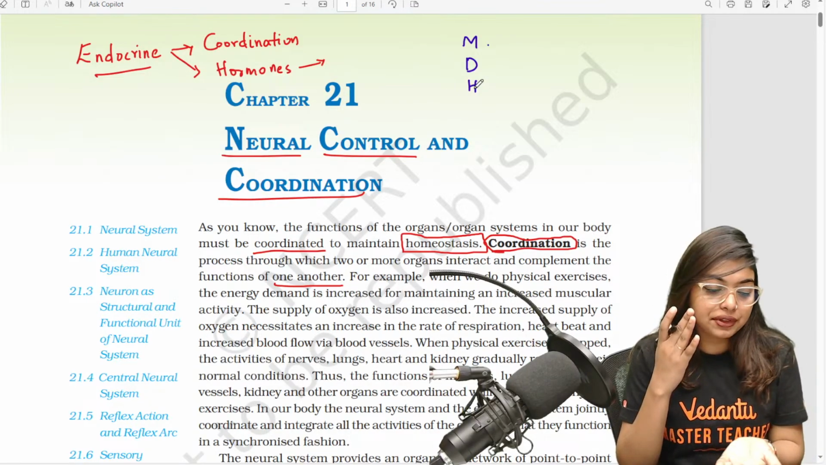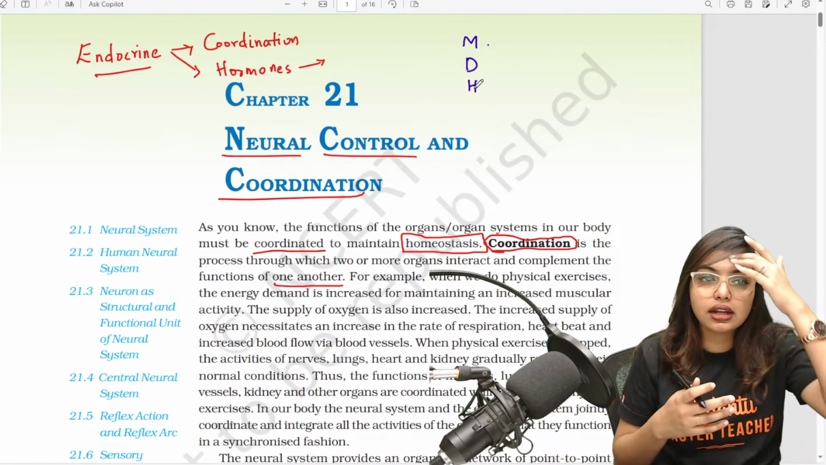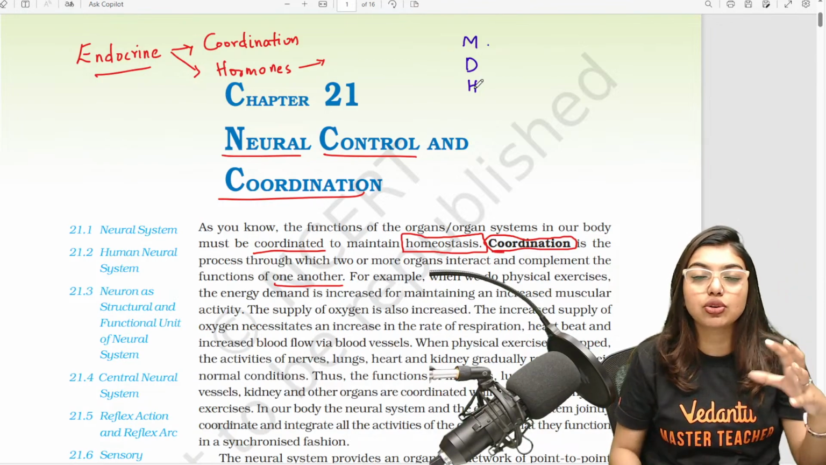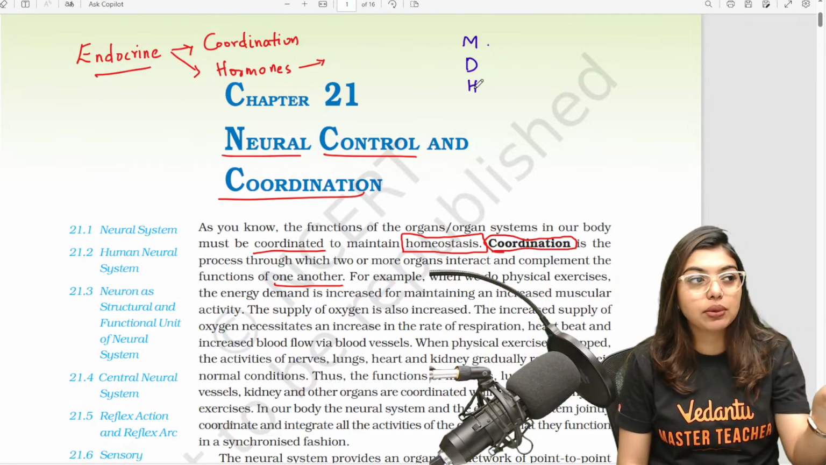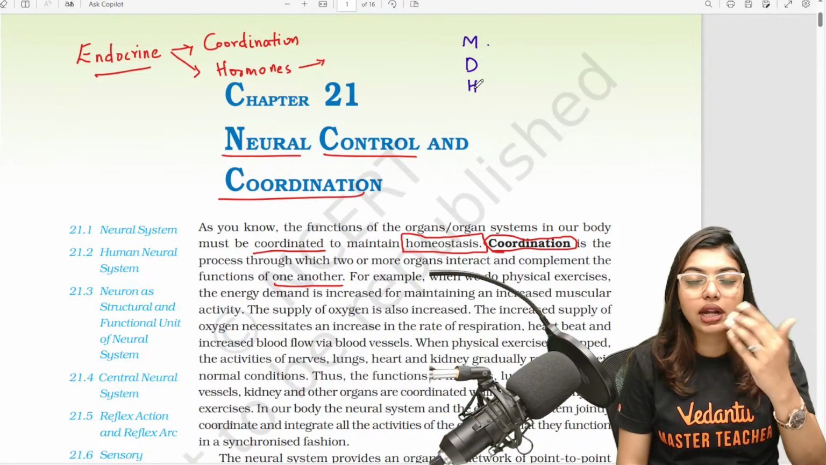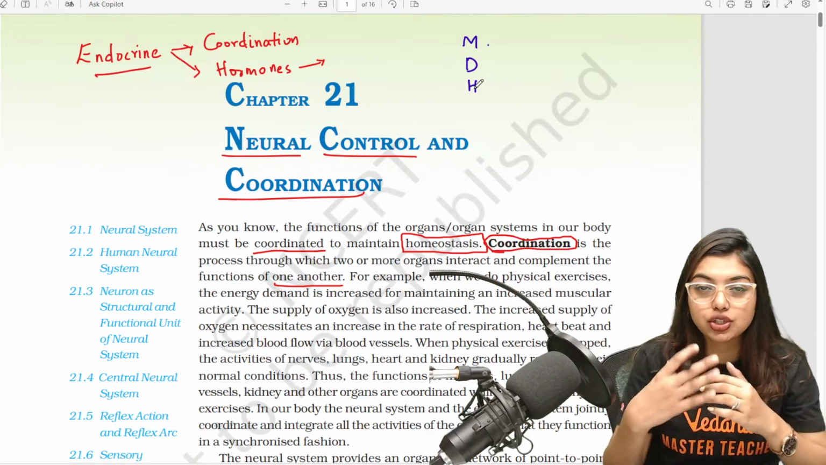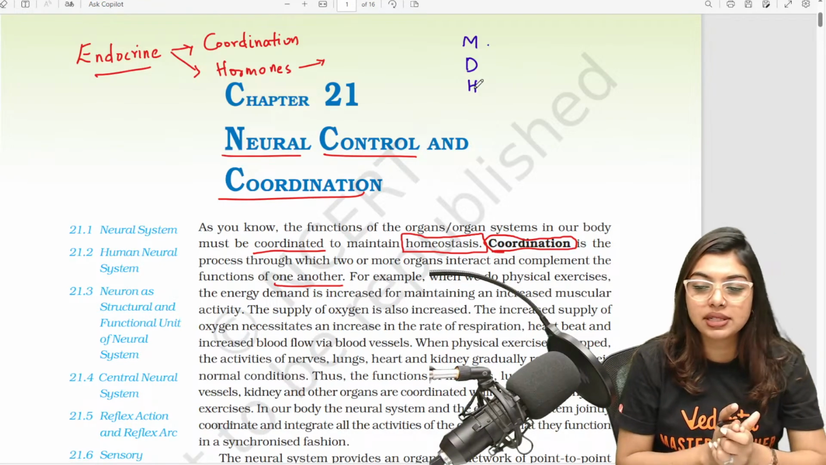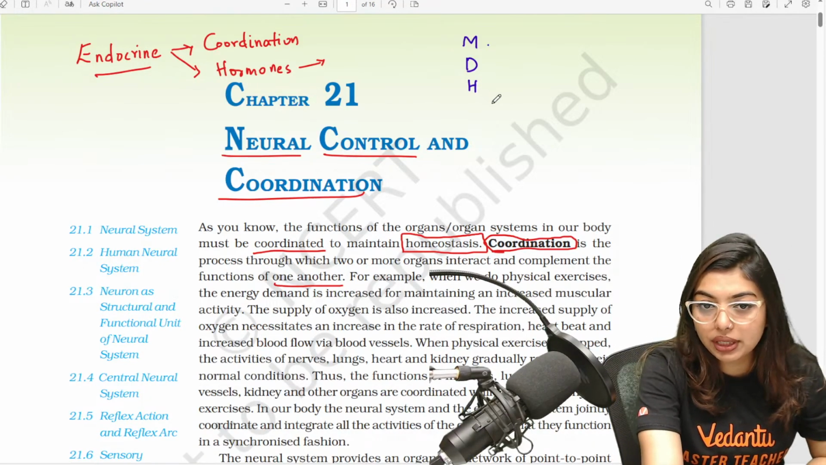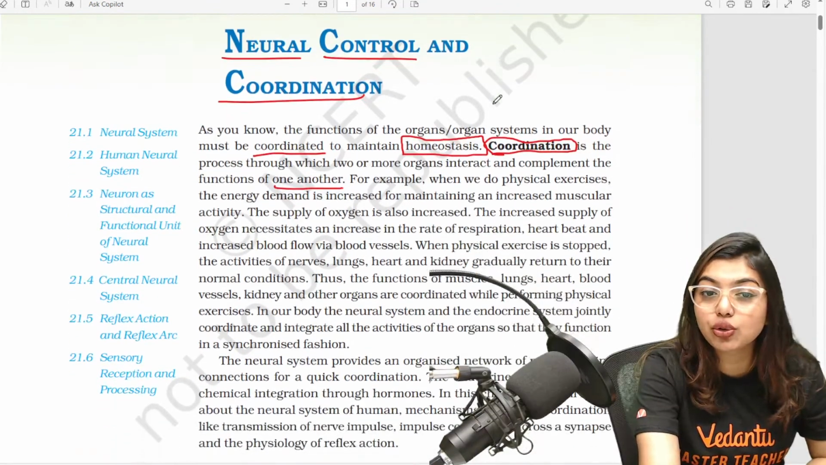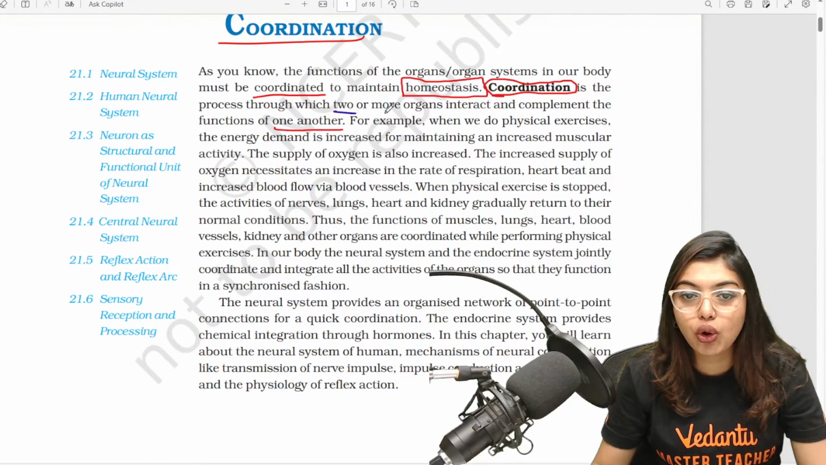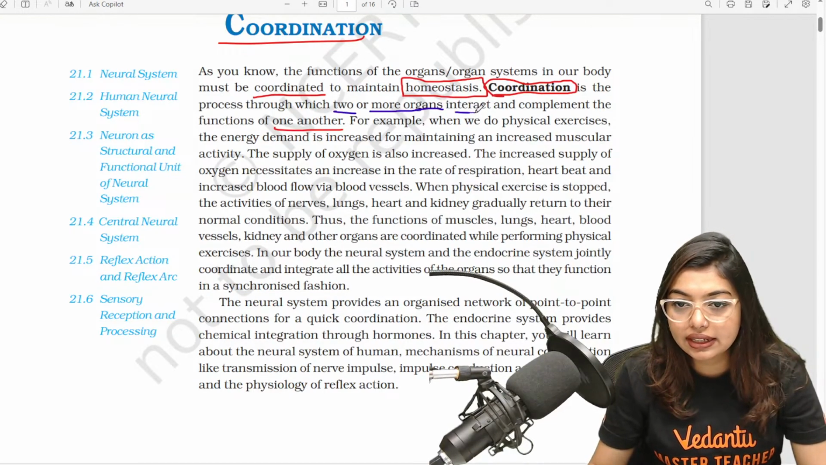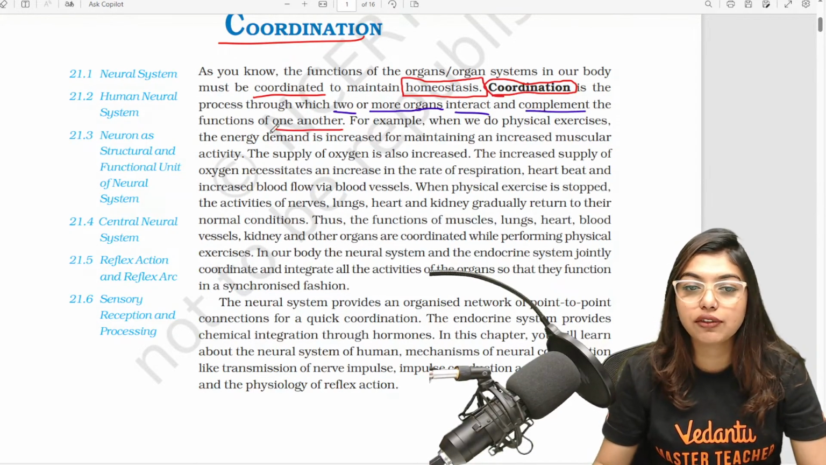That means if, let's say, a makeup artist is there, and let's say I hired that makeup artist only for 2 models, and she says, no, I will not do the third one, or if I see some error I'm not going to correct it, that means the show will not run properly. The same thing happens in our body. If something has to run properly in our body, everything should go through coordination. So coordination is the process through which 2 or more organs interact and complement the functions of one another.